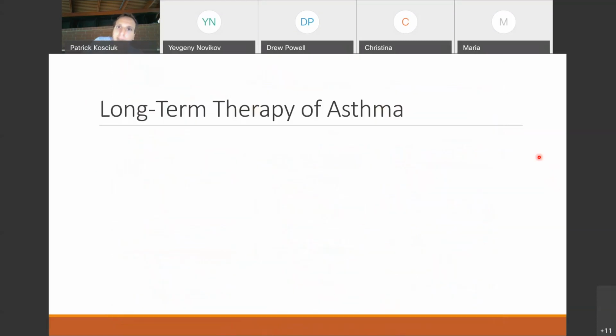So, long-term therapy of asthma. We've made the diagnosis, we have followed how to monitor it, and we've started treatment of a new diagnosis. Now you're going to start seeing these patients in your clinic, and you'll want to see how they're doing on their therapies.